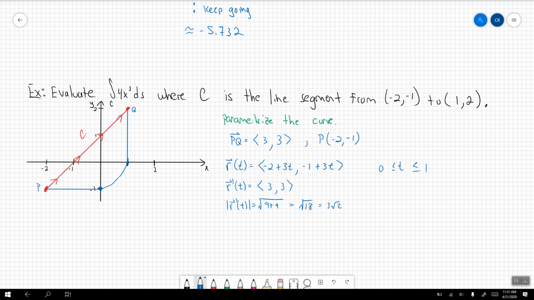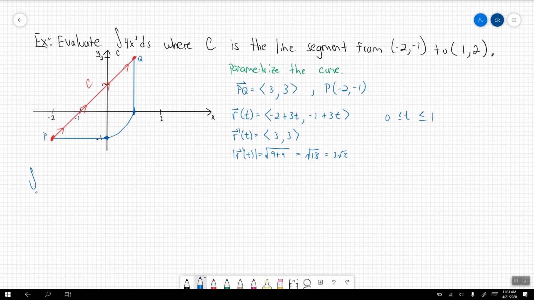All right, so let's go ahead and start evaluating this line integral then. Now, the line integral over the curve, which is 4x cubed ds, is going to be, by the parametrization that we took, from 0 to 1, 4 times x cubed. What was that x component that we were looking at? That x component is this piece, -2 plus 3t, and that's going to be to the power of 3. Magnitude is 3 root 2, and then this is just going to be dt. There we are.